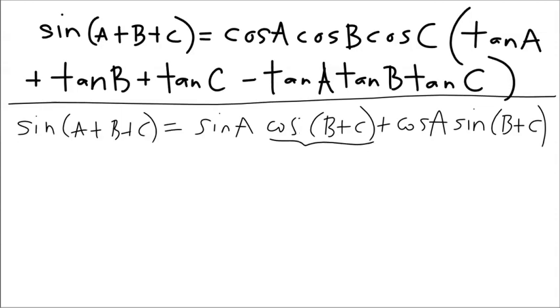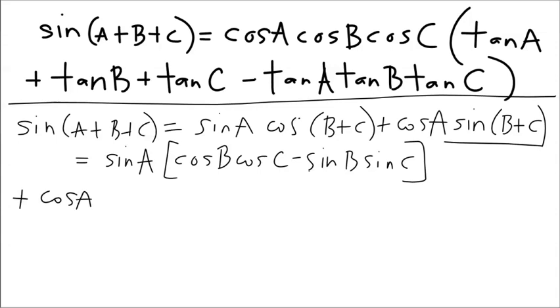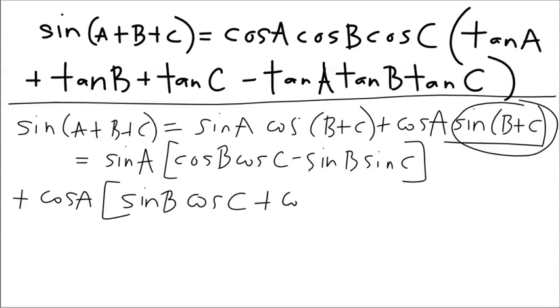Next, expanding this cosine(b plus c) and sine(b plus c), we'll get sine a, so that is this sine a right there, times cosine b cosine c minus sine b sine c. So that is this term. Next, this term. So plus cosine a, I'm going to expand this term now, sine b cosine c plus cosine b sine c.